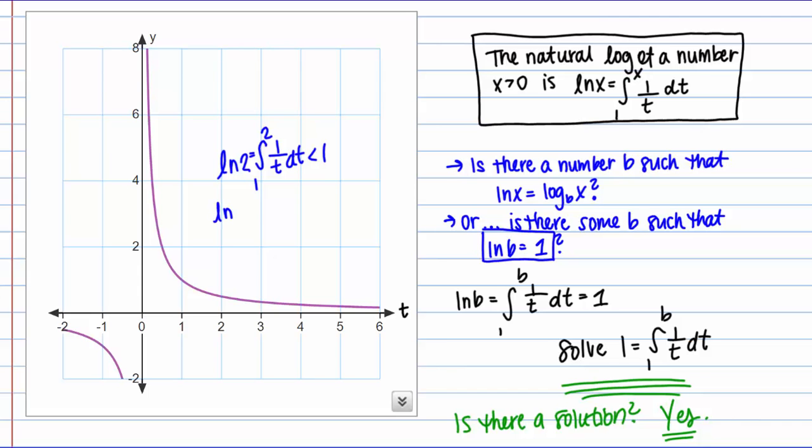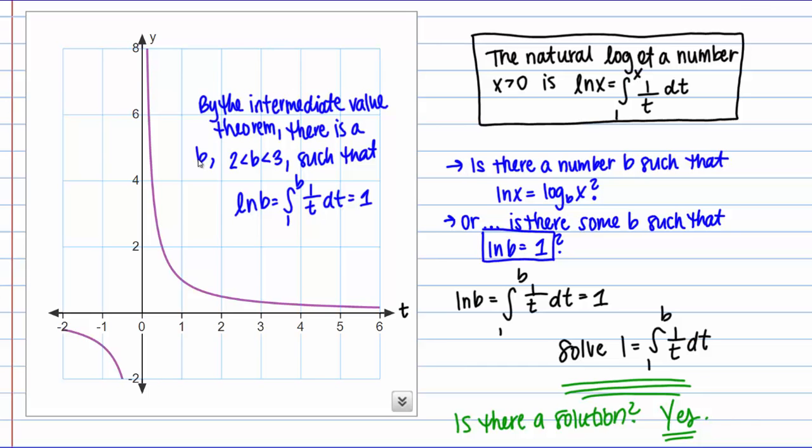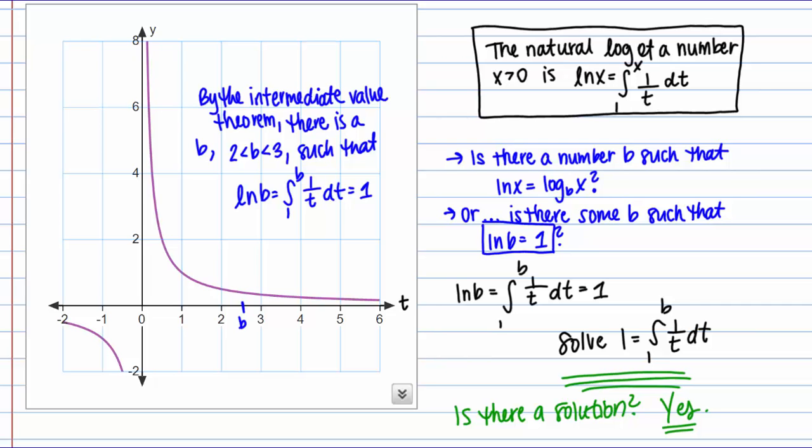Now further, I could show you that the natural log of 3, which is the integral from 1 to 3 of 1 over t dt, is greater than 1. Once again, I could approximate this using rectangles and prove to you that this net area was greater than 1. So then based on those facts, and based once again on the fact that the natural log of x is continuous, I can conclude the following. By the intermediate value theorem, there must be some b between 2 and 3 such that the natural log of b, which once again is the net area under this curve, equals exactly 1. So we know that the base we're looking for is somewhere between 2 and 3. So by this we don't know exactly what the solution is. We don't know what our base b is yet, but we do know that it exists and that it's between 2 and 3.